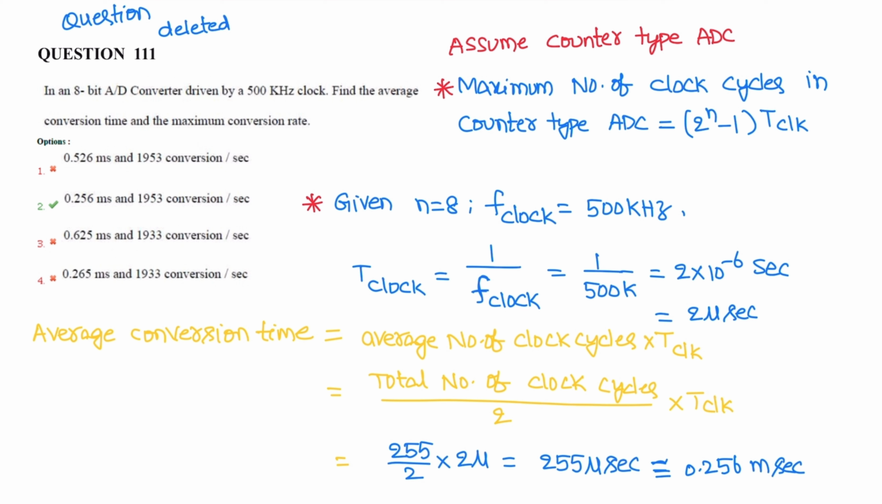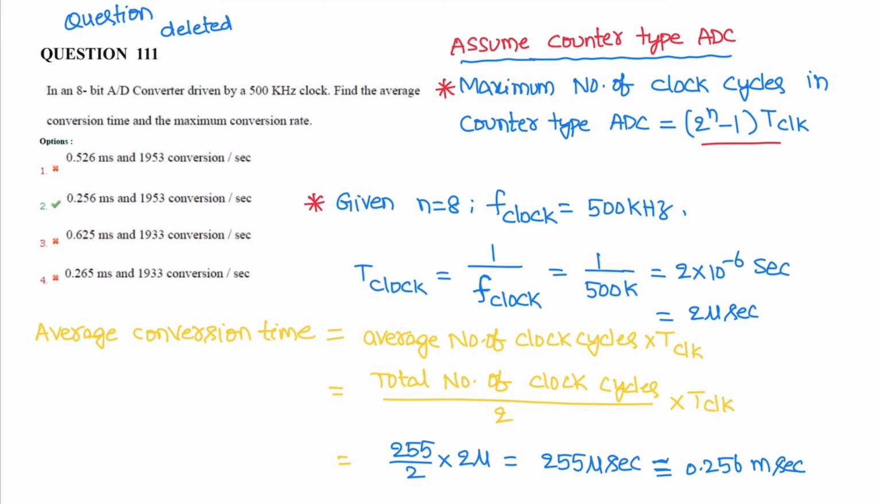Let us try to solve this question by assuming a counter type analog to digital converter. For a counter type A to D converter, the number of clock cycles required to convert is 2 power n minus 1 clock cycles. In the question they have given n is equal to 8, and the number of clock cycles required in counter type A to D converter are 2 power 8 minus 1. 2 power 8 minus 1 is 255 clocks required to convert an analog signal to digital signal.